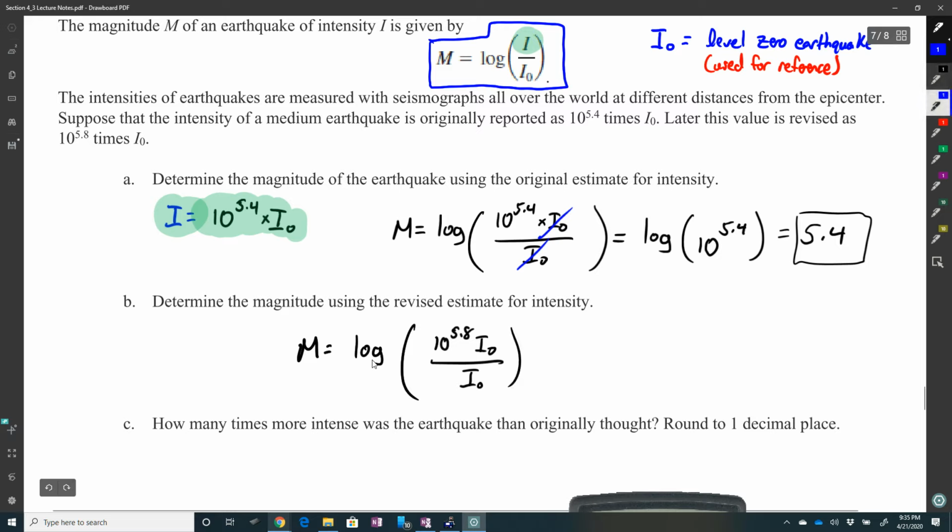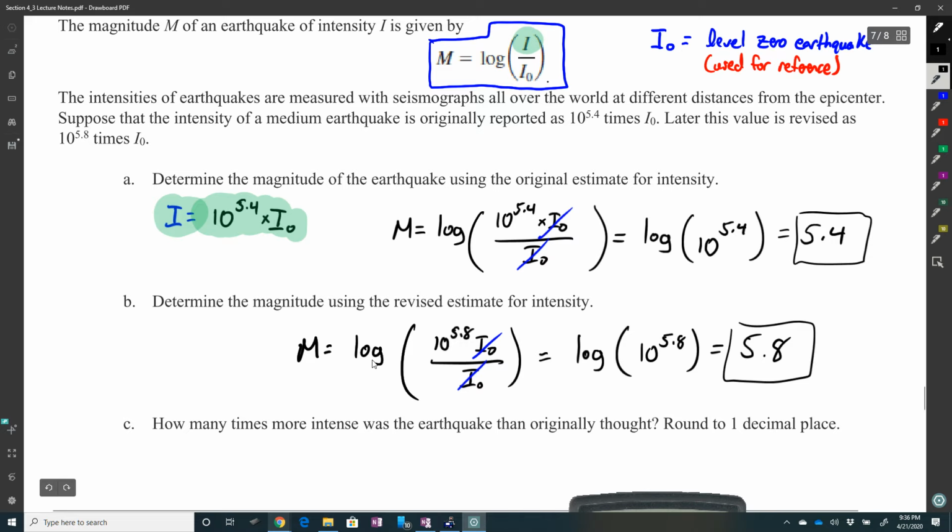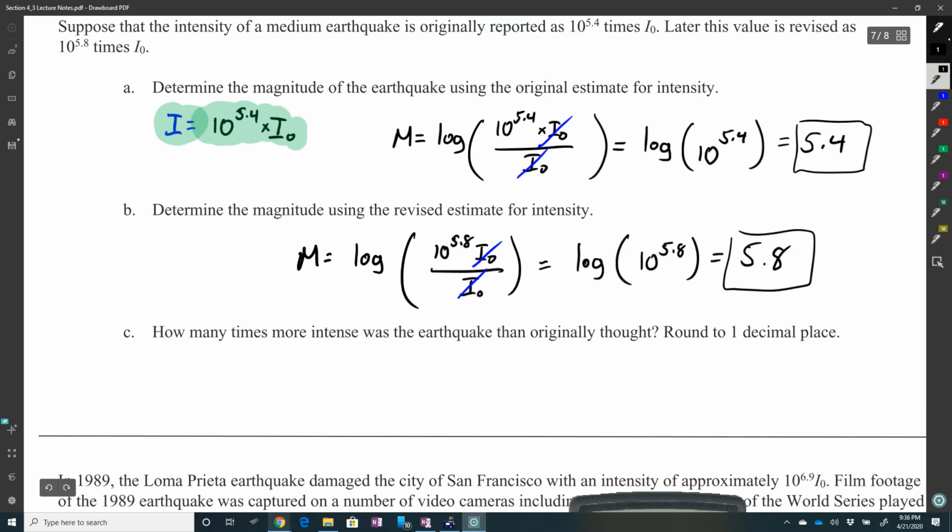Again, the 10s cancel. And so we have log base 10 to the 5.8. The log and the 10 cancel out, and you're left with just 5.8. Pretty simple. But then here's the part that gets people. How many times more intense was the earthquake than originally thought?